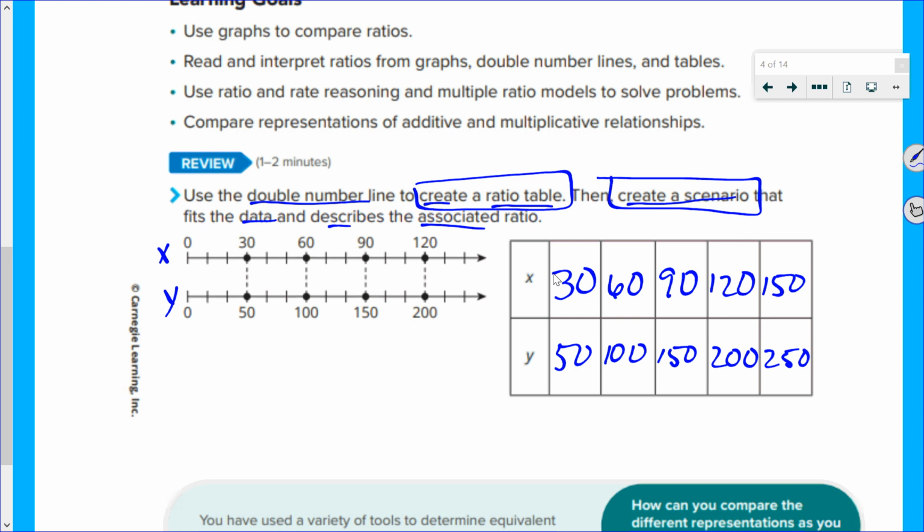Aubrey? Not everything, but the only issue is he put them in the wrong order. Because he put the 50 first, right? And the 30 second. So that would have been the 50 is X, the 30 is Y, which is opposite of our double number line and our table. So if you just reverse the order that you wrote those, you're perfectly fine.